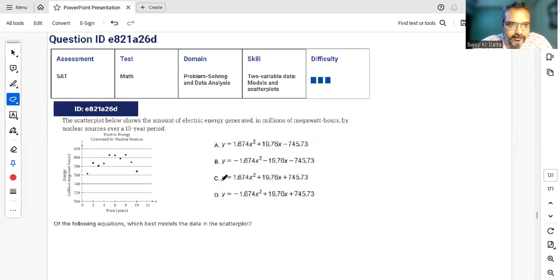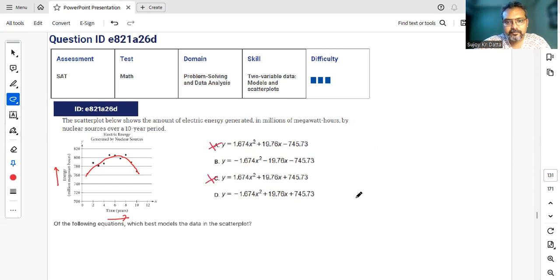Next one. A scatter plot shows the amount of electric energy over a 10-year period. So this is year, this is energy. Which of the following equations is the best fit? This is approximately a parabola opening downwards, so it must have a negative coefficient for x squared. In ax squared, a must be negative.